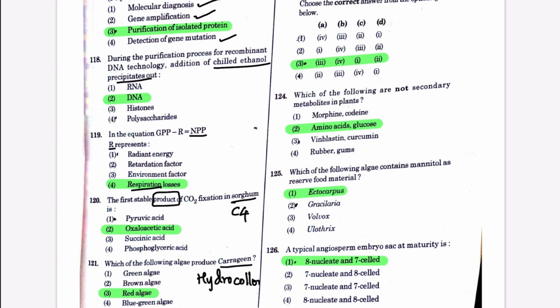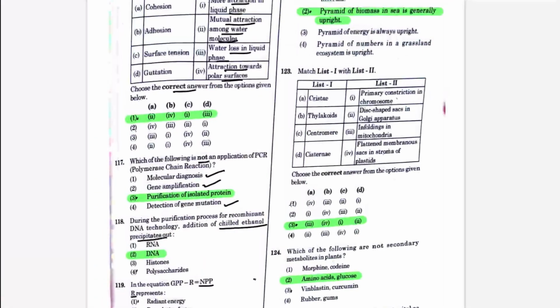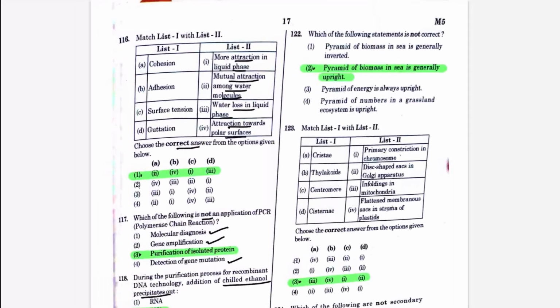Okay, so it is an important product when it comes to hydrocolloids, right? So carrageen and algin, these two examples they would have given because they have water holding capacity. And red algae is the answer, right? So a red algae will produce carrageen. Okay, right. So the next question, which of the following statements is not correct?